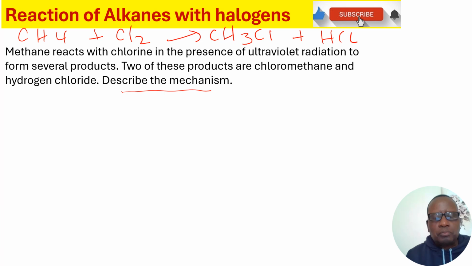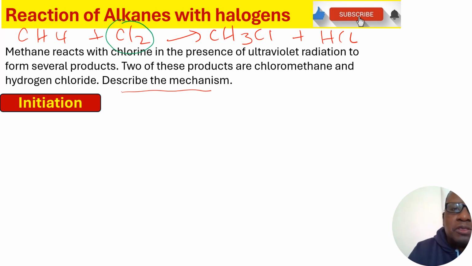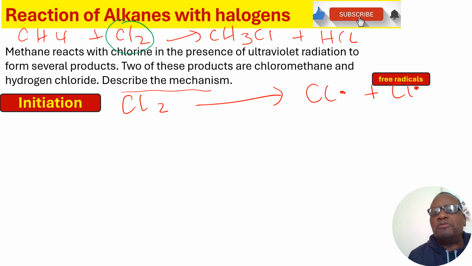This reaction actually has several stages. Let's look at the first stage, which is called initiation. During initiation, the chlorine breaks down to form these species, which we call free radicals. The chlorine molecule breaks to form two chlorine free radicals.